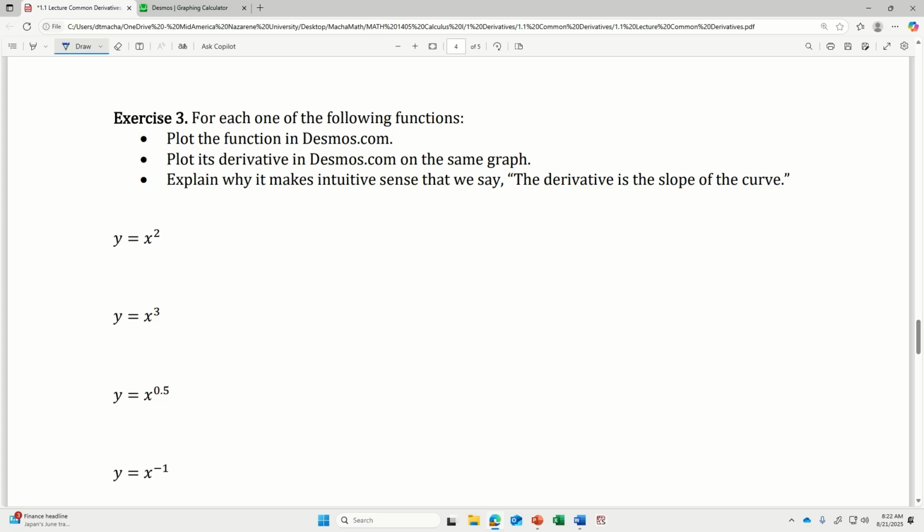I call this a power function because it is just x raised to some power. And for some power, we're using the little lowercase letter a. And we said the derivative of x to the a power is a times x raised to the power a minus 1.